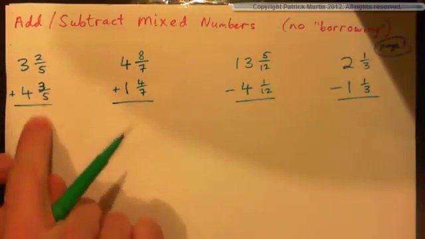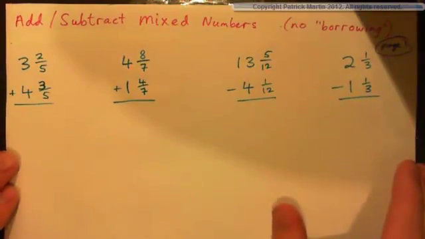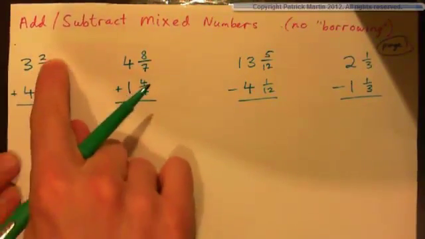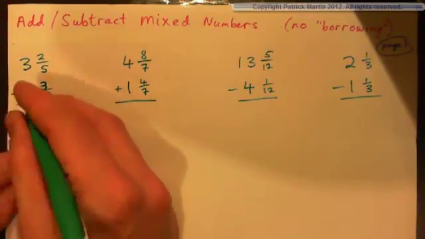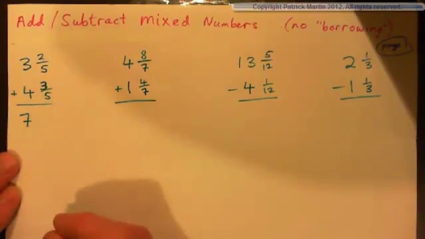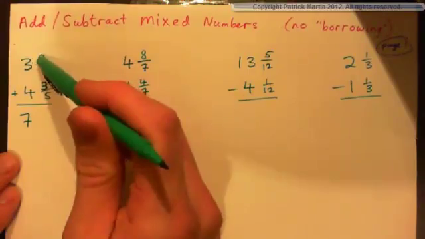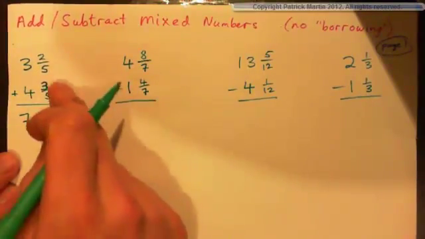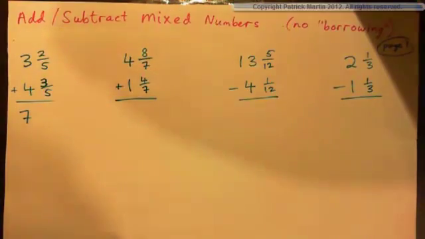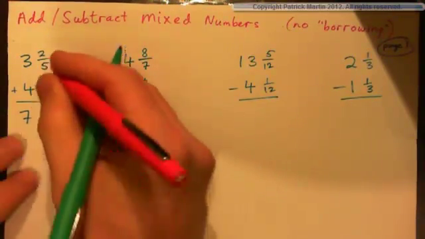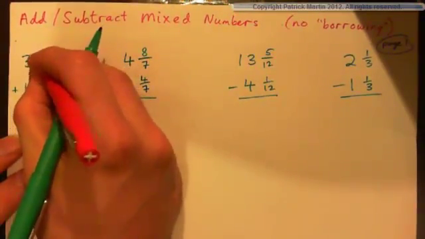If you just want to write down this example: 3 and 2/5 plus 4 and 3/5. Well, let's see, 3 and 4, we can just add those together, 7, right? Now we can just add the fractions. 2/5 and 3/5 is how many fifths? If the denominators are the same, we can just add the tops.